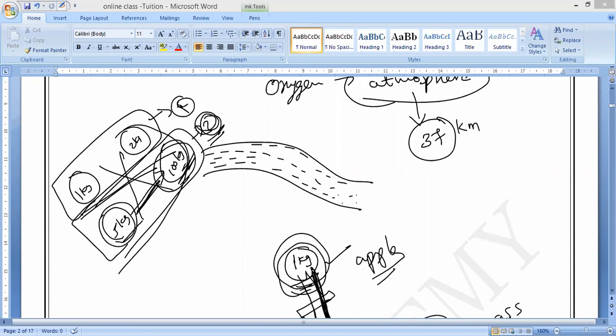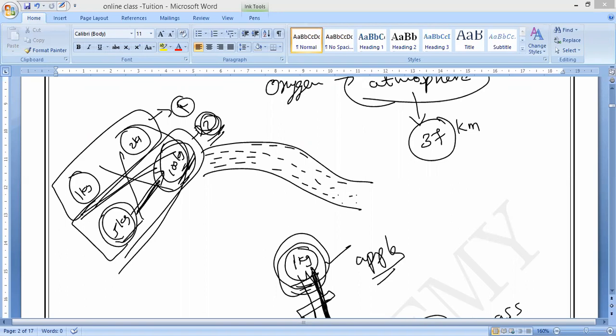Very big in the sense of what, guys? Having large mass. That is what you should remember. Having large mass, then the gravitational force becomes large. Sir, can you repeat?